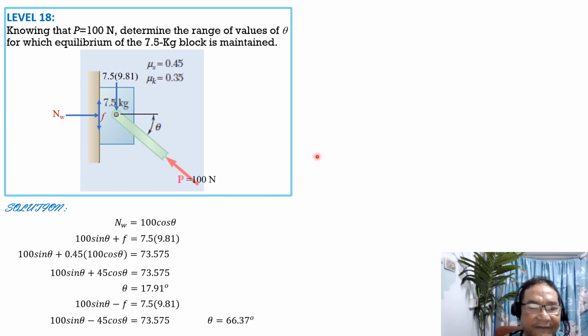Therefore, for the final answer, 17.91 degrees is less than or equal to theta, and theta is less than or equal to 66.37 degrees. So this is the range of values of theta that makes the system in equilibrium.